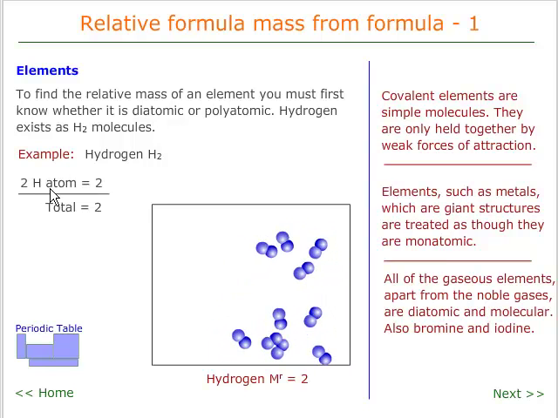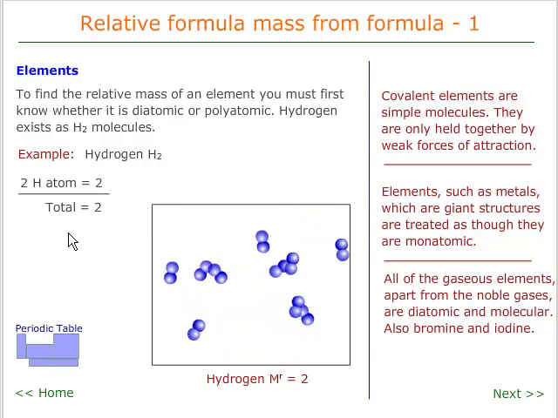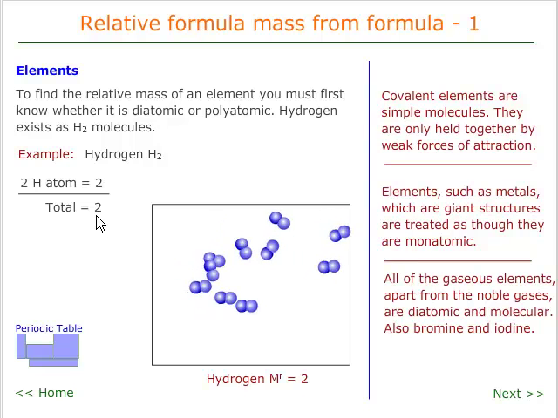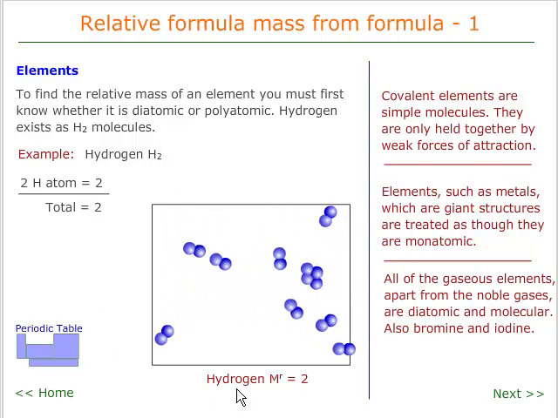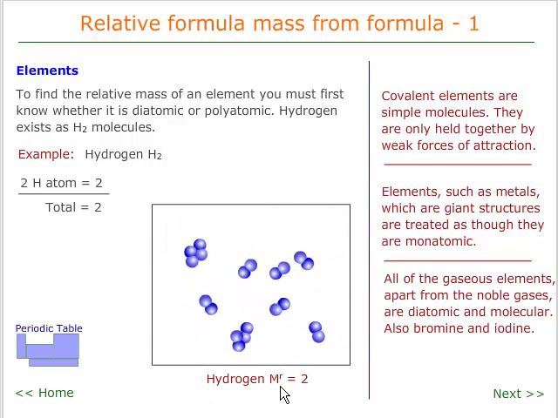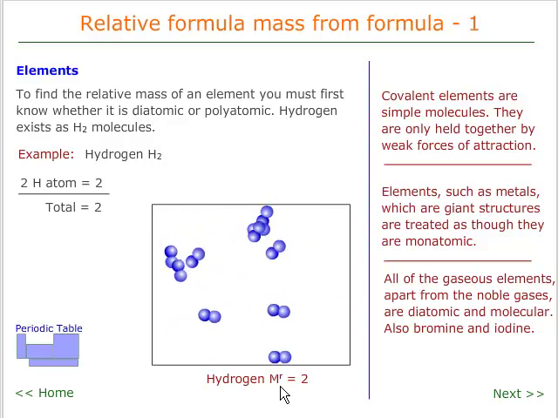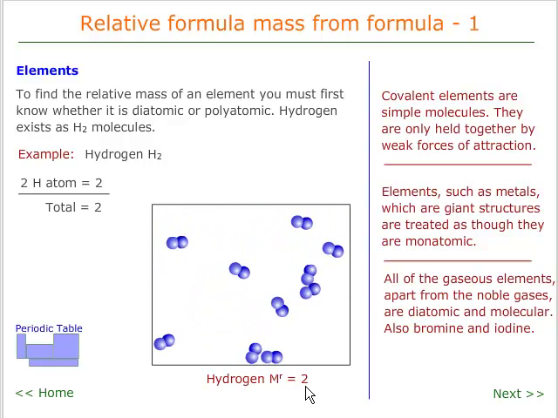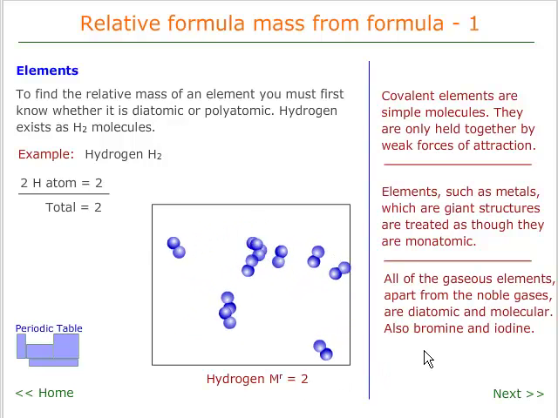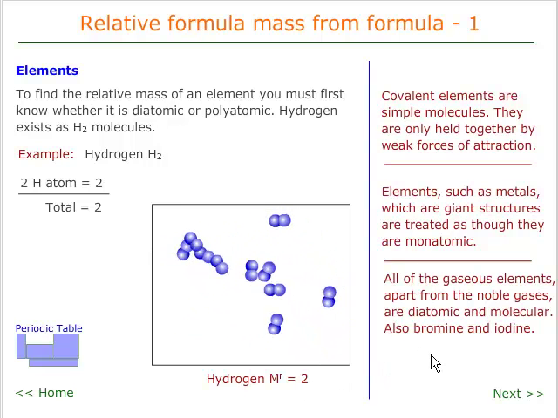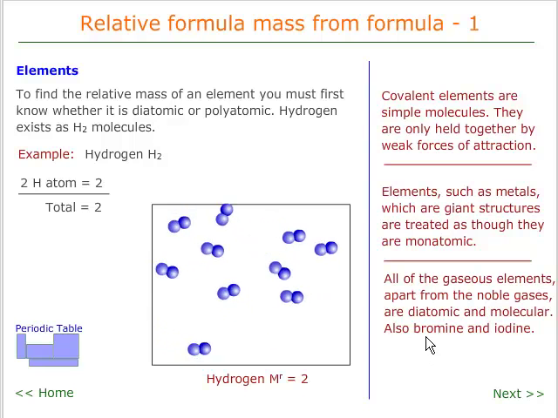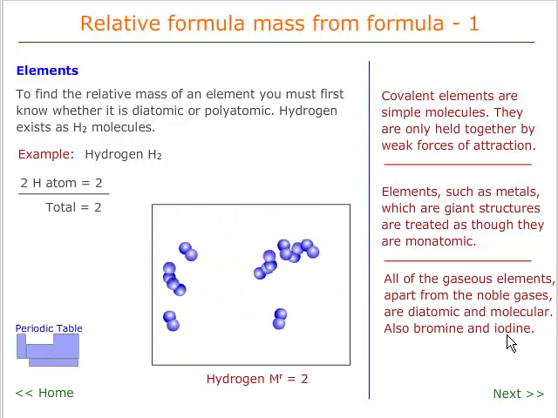As there are 2 hydrogen atoms in a molecule, we multiply this 1 by 2 to get a total of 2. And now we say that the relative molecular mass of hydrogen is 2. All of the diatomic elements are either gases or from group 7. So group 7 includes bromine and iodine.